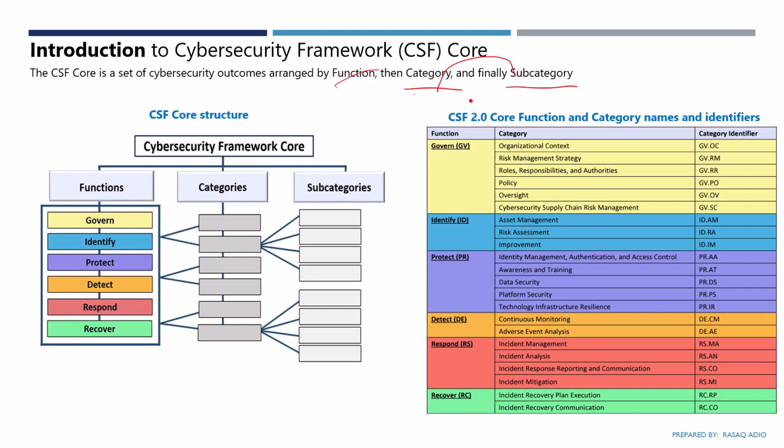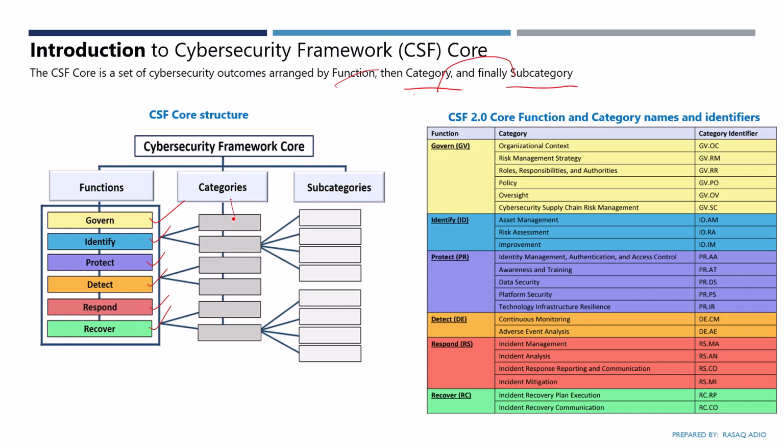The functions we have, as earlier mentioned, are govern, identify, protect, detect, respond, and recover. In the next slide, we are going to discuss what govern talks about, what identify talks about, and then protect. What are you protecting, and what does protect cover? We also look at the scope of detect, the scope of respond, and then the scope of recover.